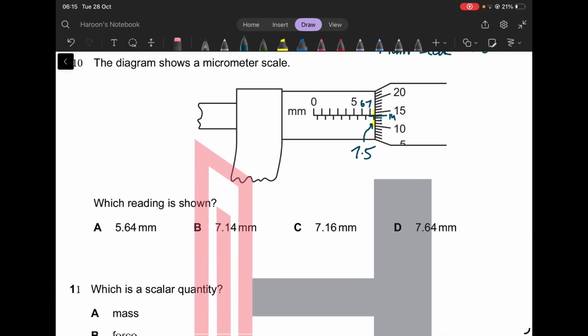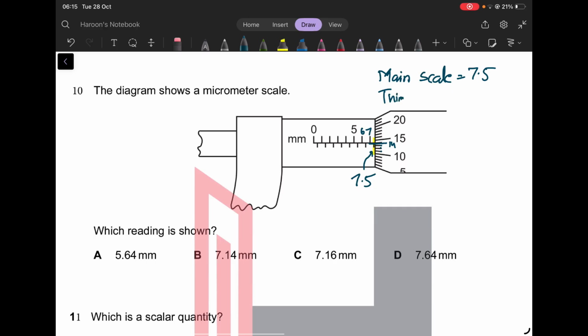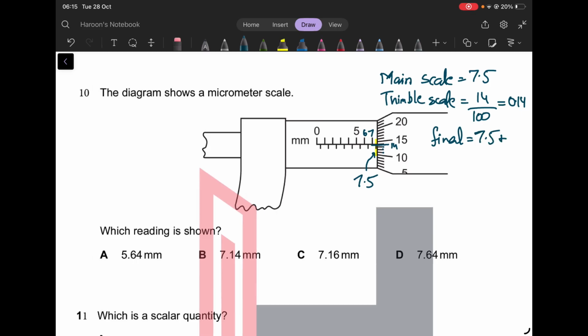And to get the thimble scale reading, we need to take this reading 14 and divide it by 100, because 100 of these lines are equal to 1 millimeter. That is the reason. So this would be 0.14, and both these are in millimeters. So the final answer, we add these two together, 7.5 and then we add 0.14, and that should give me the final answer, 7.64, and this should be in millimeters. So D has to be the correct answer.